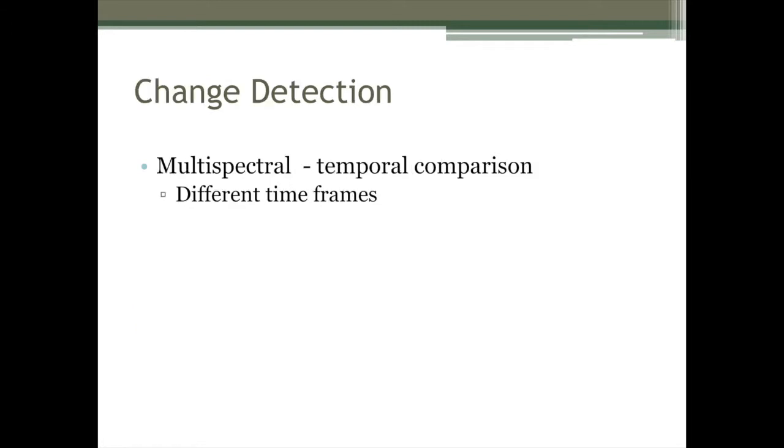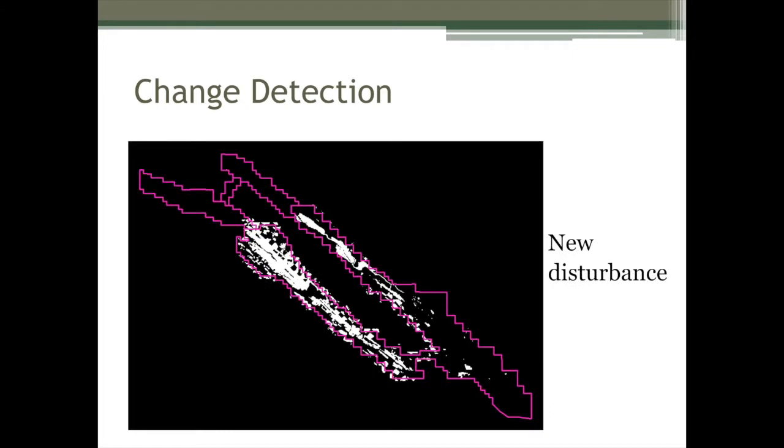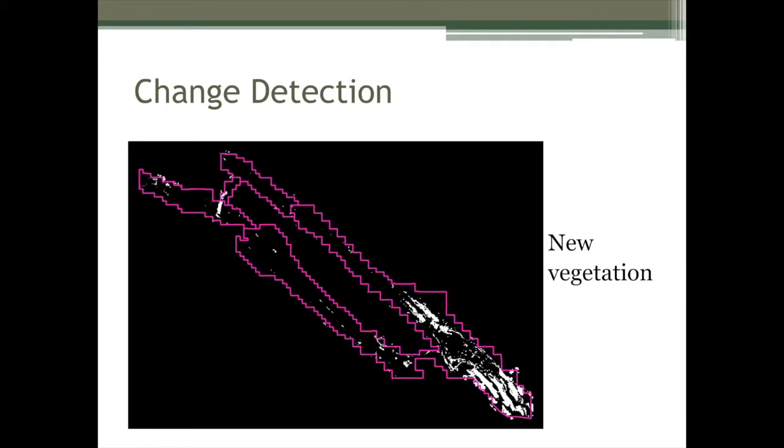And then with change detection, it's also multispectral, and you're comparing different images through different time periods. So this is highlighting disturbance between two different time periods. So you can understand where a new area is being disturbed. And on the flip side, you can measure where the new areas of vegetation are coming in. And you can do this as well with the vegetation indices. You can do a time change detection between the two, so you can understand where it's increasing, where it's getting better, where it's changing better or worse.